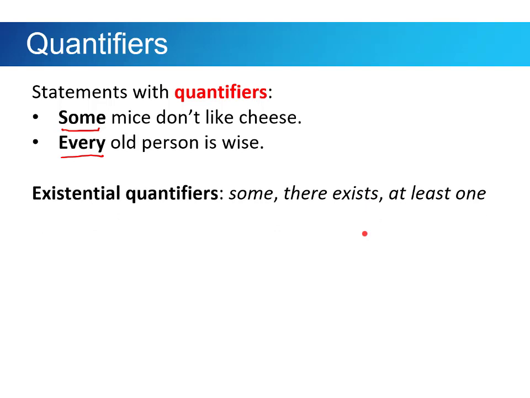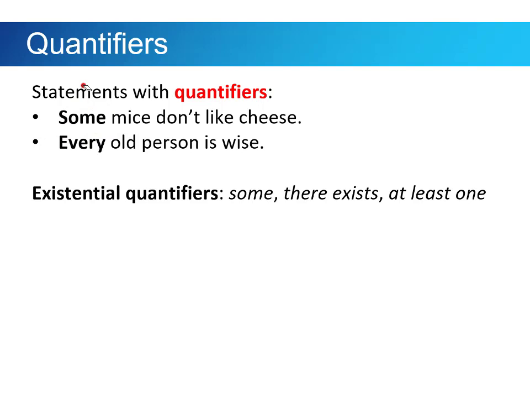Now, the first one is an example of an existential quantifier. Isn't that a great word, existential? Tell your friends today you studied existential quantifiers. They'll be impressed. When you see words like some, there exists, at least one, that tells you the existence of something. Like in this first example, some mice don't like cheese. That means there exists a mouse that doesn't like cheese. Or you could say, at least one mouse doesn't like cheese.